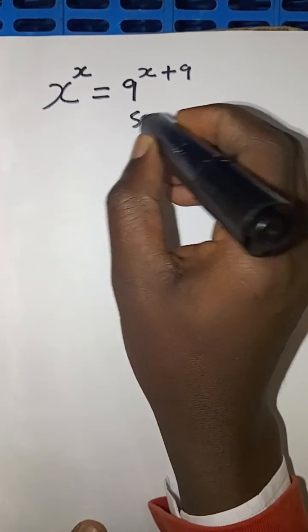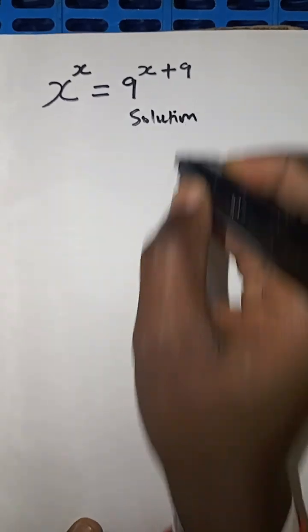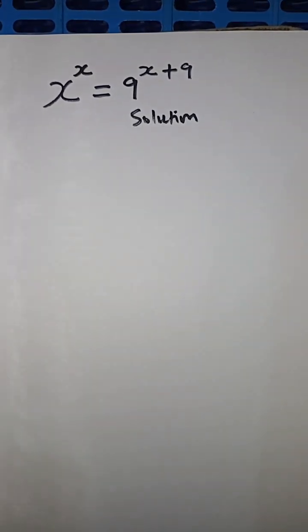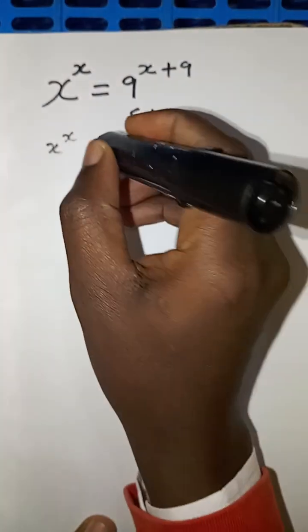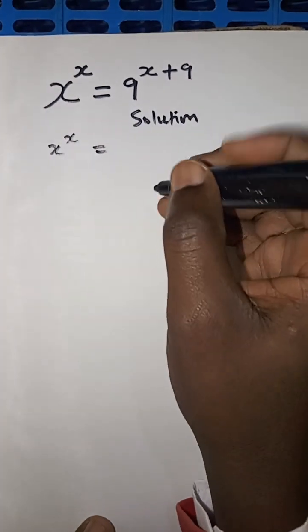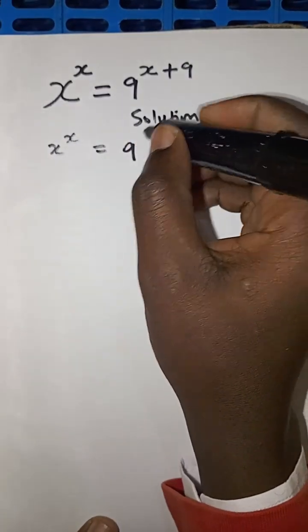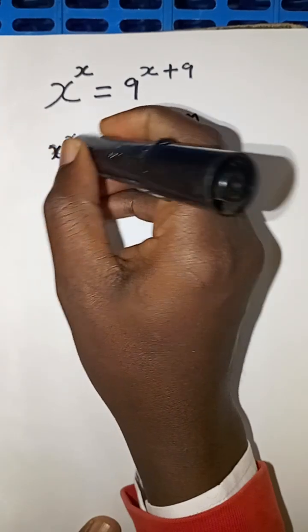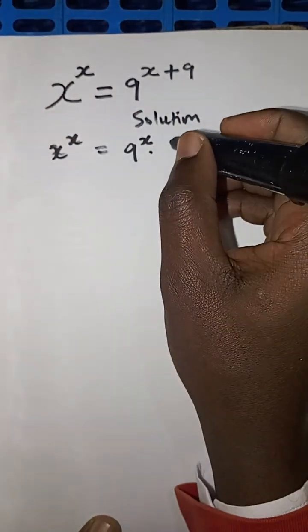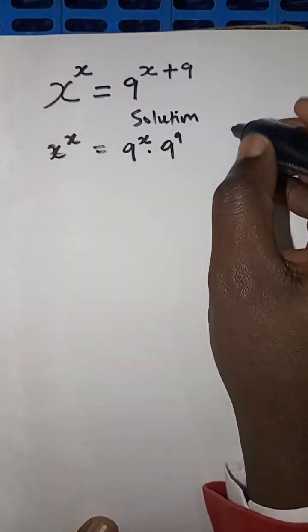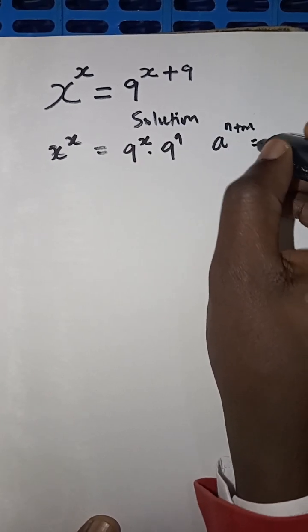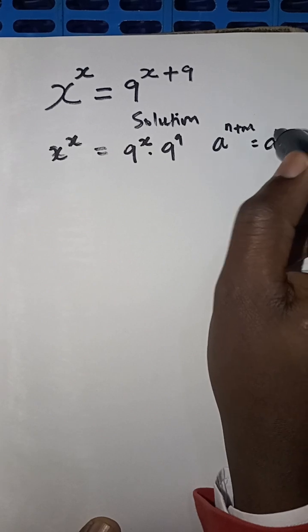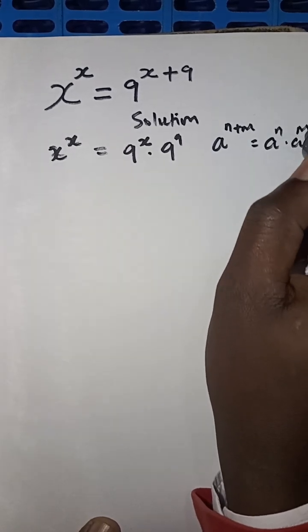So straight away on the solution part, I'm going to apply the laws of indices, given that x raised to power x should be equal to 9 raised to power x multiplied by 9 raised to power 9. Recall that wherever you have a raised to power n plus m, this can be written as a raised to n multiplied by a raised to power m.